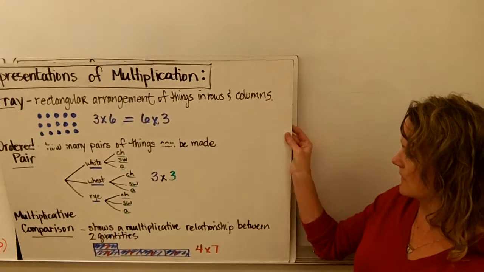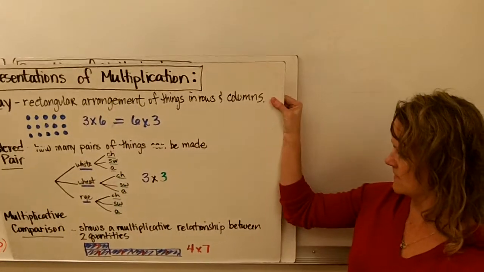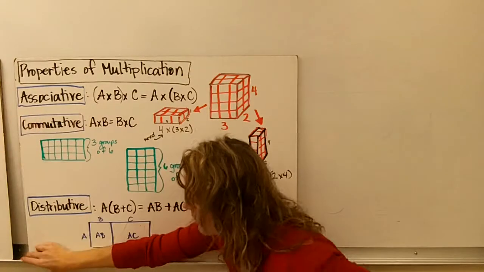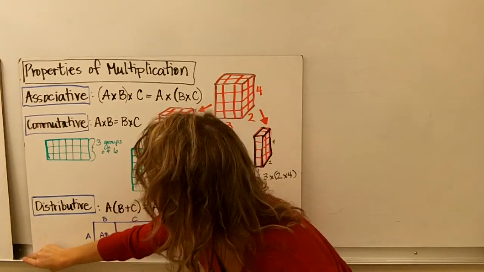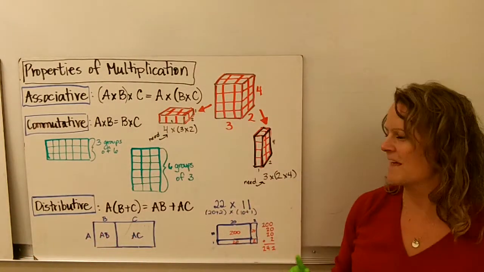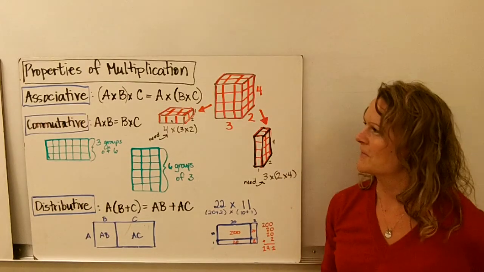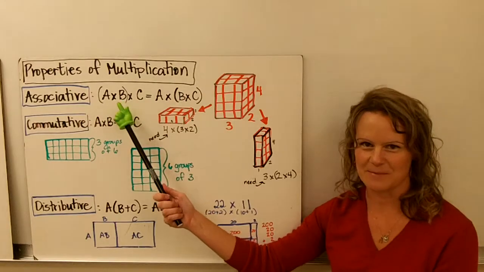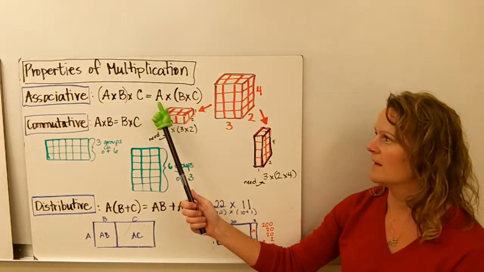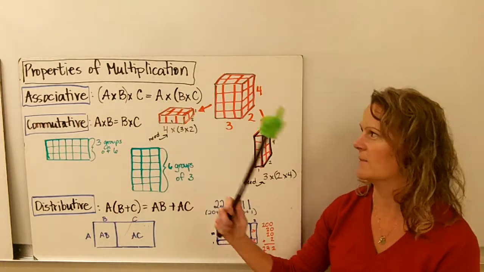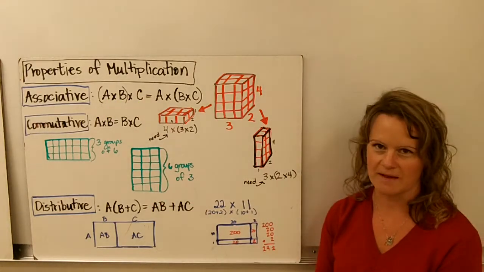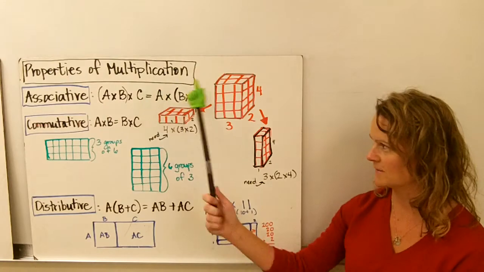Okay, so next we're going to talk about properties of multiplication. We're going to talk about associative, commutative, and the distributive property. So we're going to start with the associative property of multiplication, which simply states that a times b times c can also be understood as a times the quantity b times c. So in other words, regardless of what factors you multiply together, you're still going to have equivalence here.